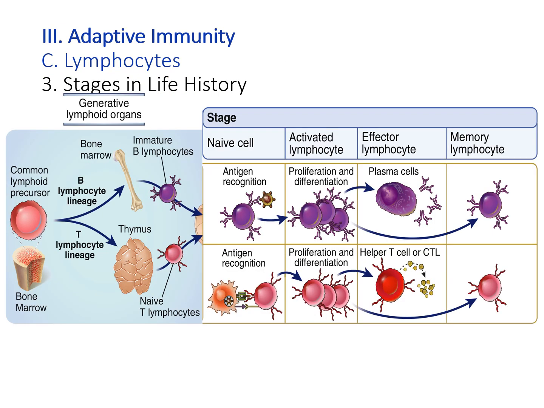These are the stages in the life history of lymphocytes. In the generative or primary lymphoid organs, there's the development of the B cells and the T cells. B cells remain in the bone marrow and continue their development in the spleen, while T cells have their maturation in the thymus. The products of this development are called naive lymphocytes because they haven't encountered antigens yet.